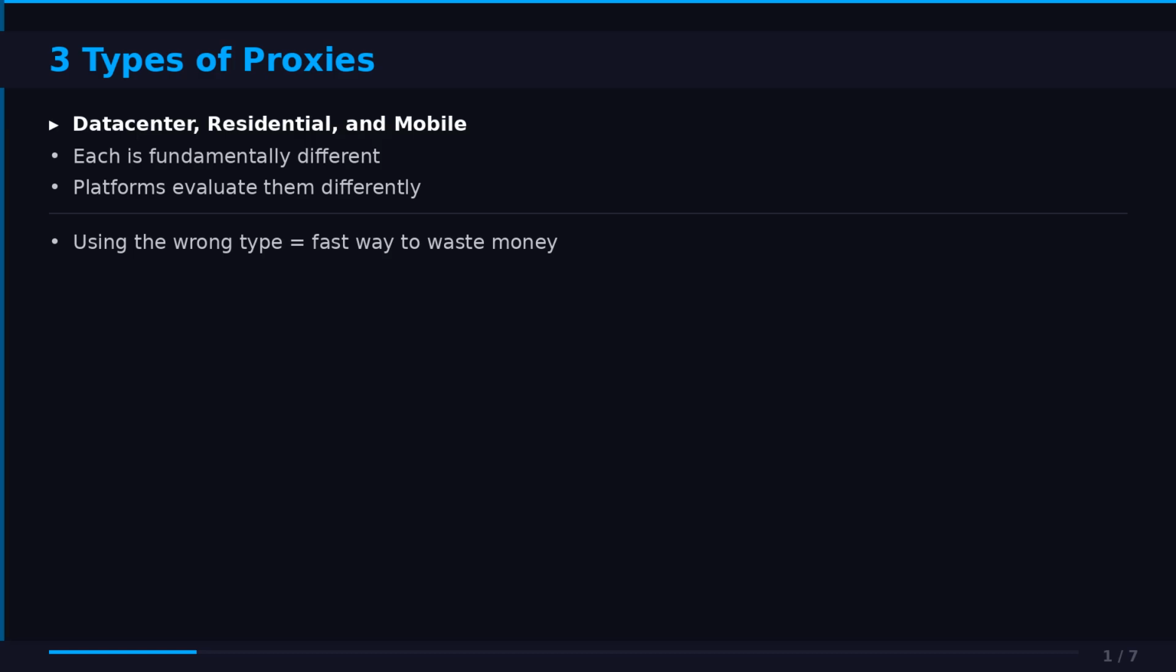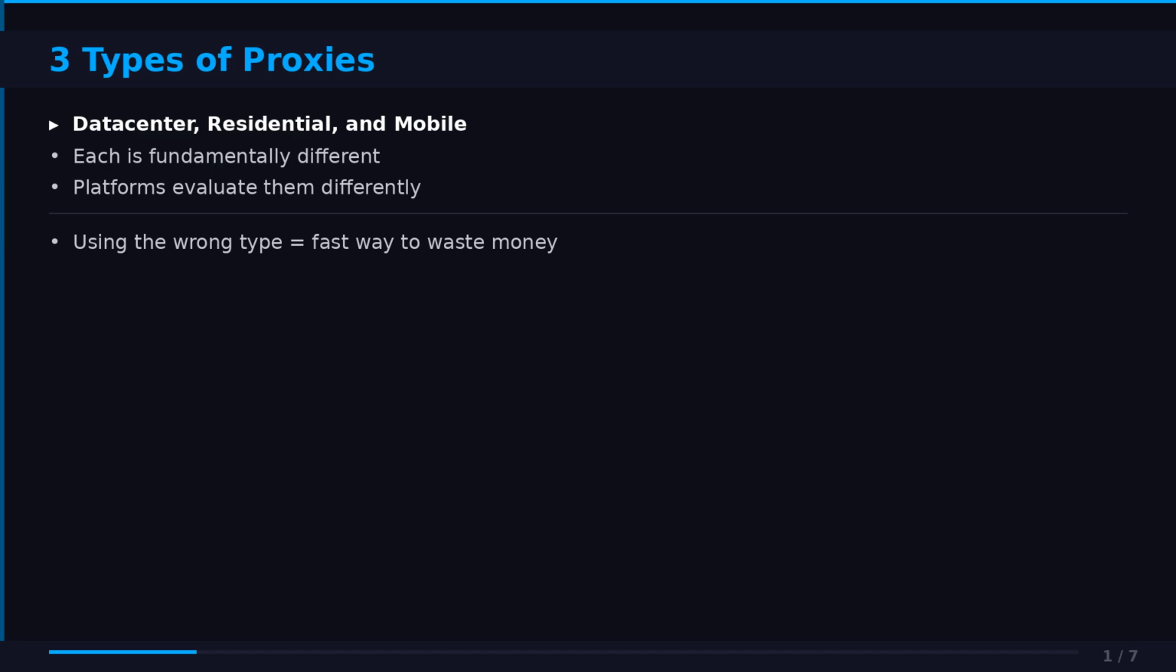There are three types of proxies: data center, residential, and mobile. Each one is fundamentally different, and platforms evaluate them differently. You need to know when to use each one, because using the wrong type for your goal is a fast way to waste money. Let me break down each type, how platforms see them, and when they actually work.